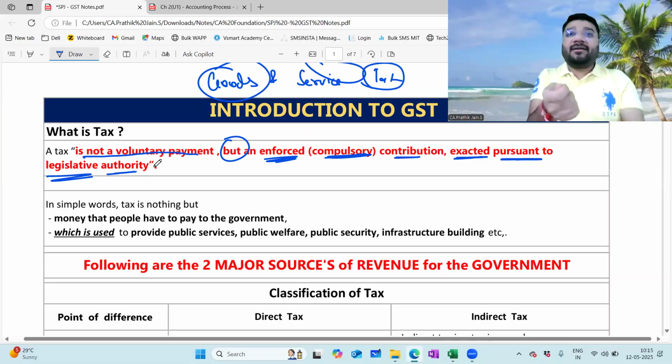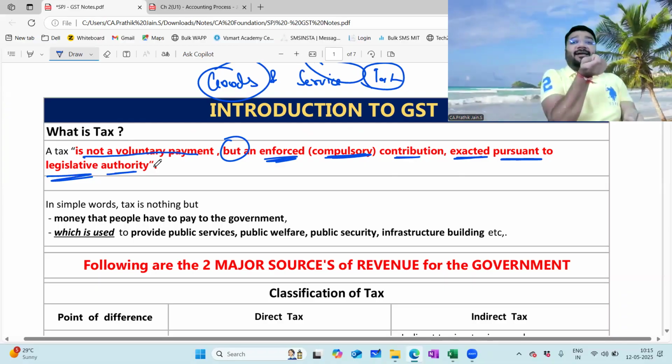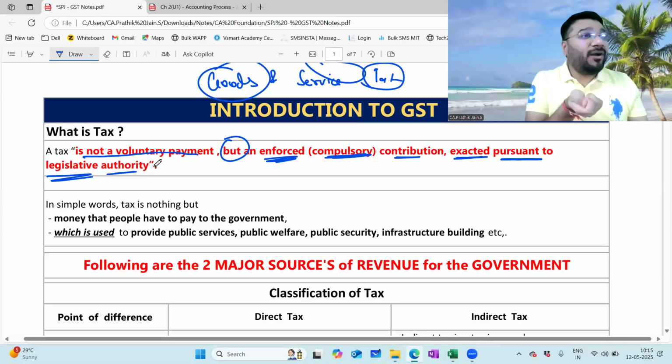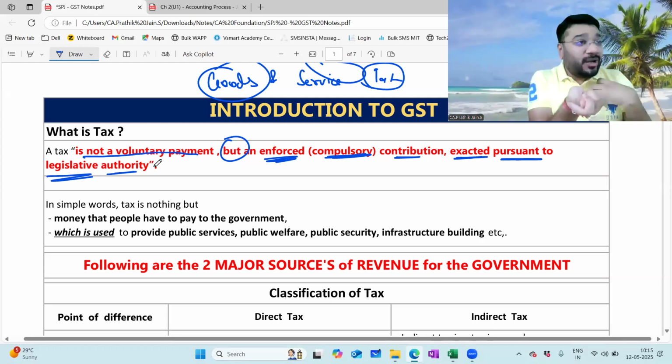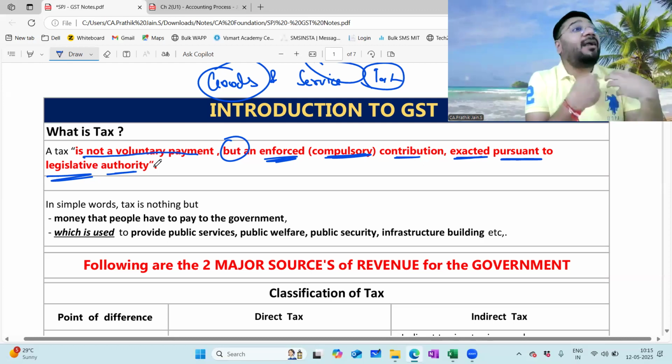The government is coming to take it. It means you have to pay. You have to pay compulsorily, but you don't have the intention. You don't have the heart to pay the money. Why? Because it's your hard-earned money.